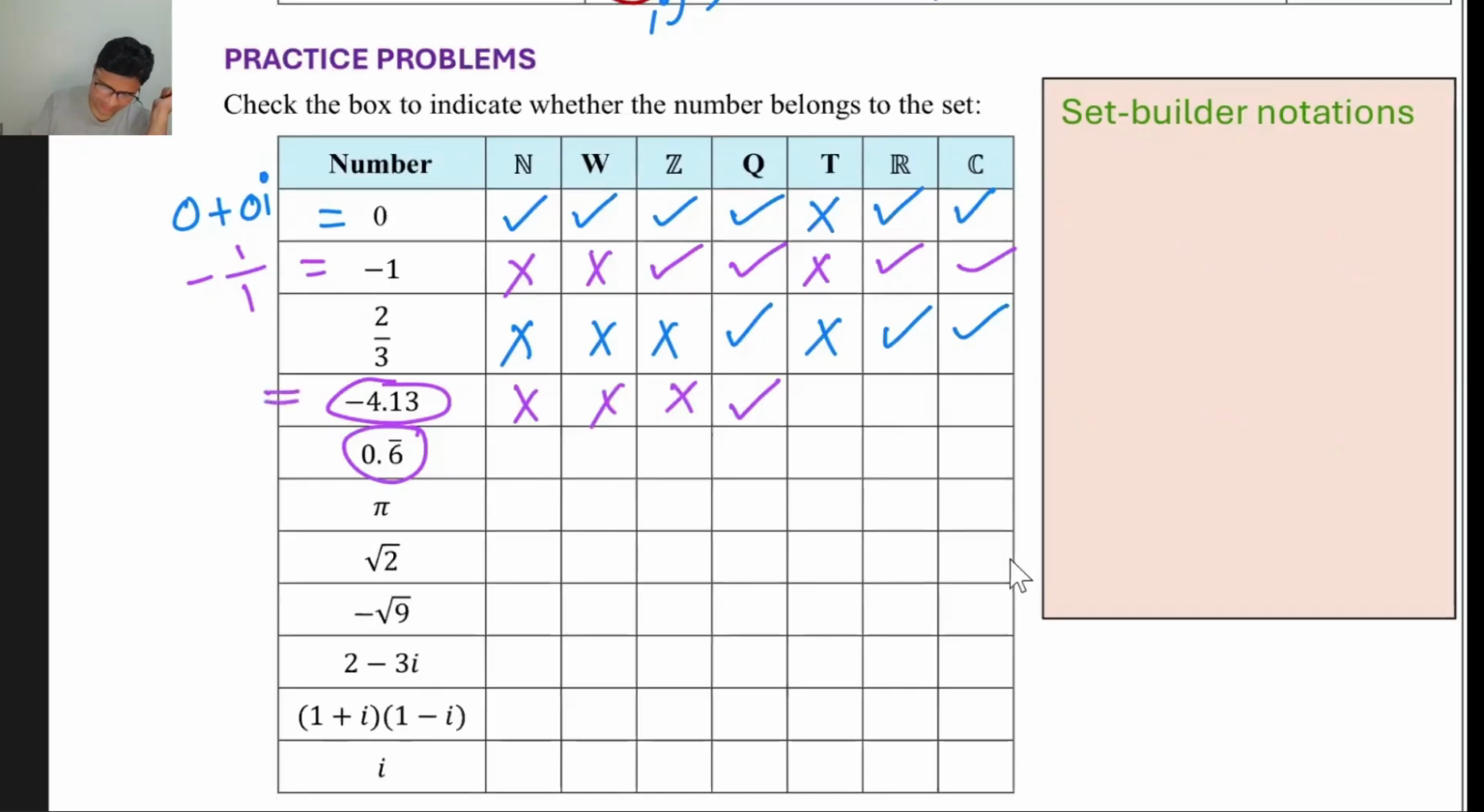Which means you will wonder, that means it should be possible to write that number as a fraction, right? Terminating decimal is very easy because you can say it is -413 divided by 100. Easily you can convert it into a fraction of integers. Hence it is a rational number. So it's not irrational, it's real, it's complex.